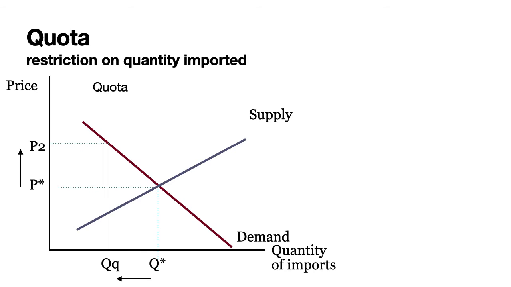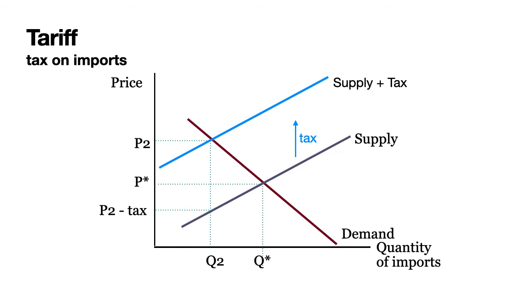Let me move to a tariff. A tariff is a tax on imports. So rather than putting a quantity restriction on sugar imports, the US government might put a tax on sugar produced in the Caribbean. So again, the goal is to try and get higher prices in the US so that US sugar producers have higher incomes.